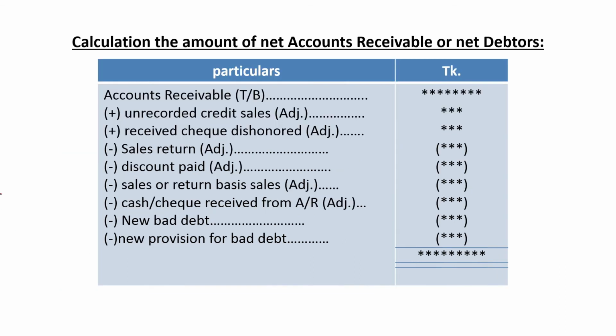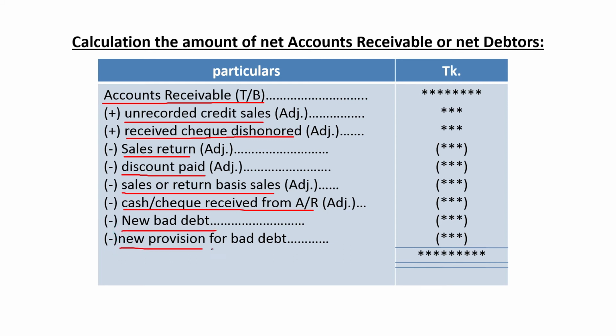Now the calculation of the amount of net accounts receivable or net debtors. At first, accounts receivable from trial balance, plus unrecorded credit sales, plus received check dishonored, minus sales return, minus discount paid, minus sales on sale or return basis, minus cash or check received from accounts receivable, minus new bad debt, minus new provision for bad debt.